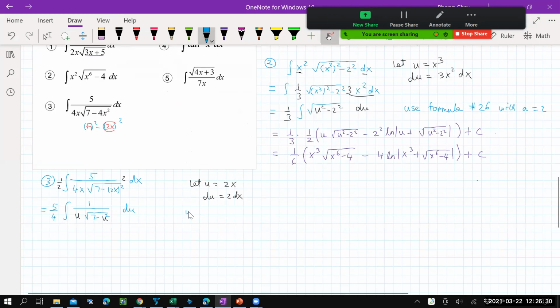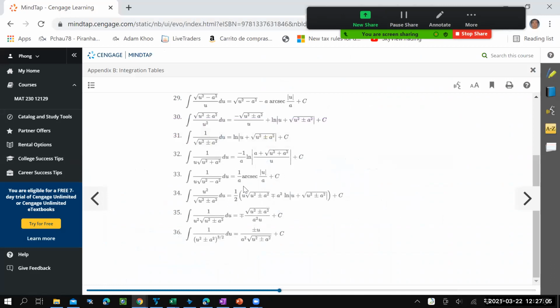So use formula number 33 with, again, what's a in this case? a is square root of 7, right? Square root of 7. Okay. Now, by the formula, we have, this is 5/4. And I think it's ready to apply the formula here. 1 over u root u squared minus a squared.